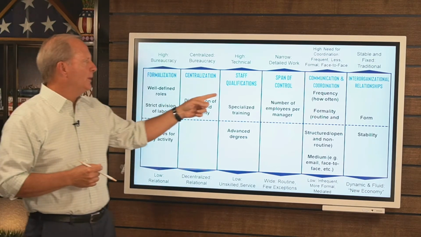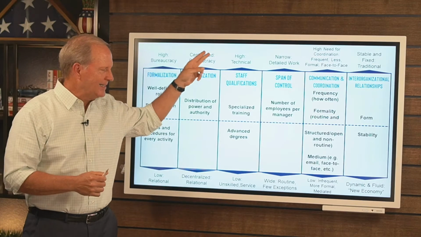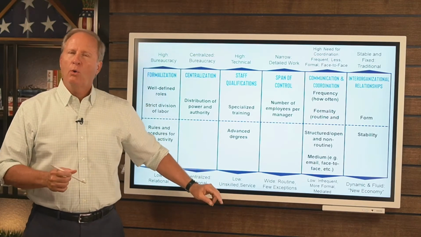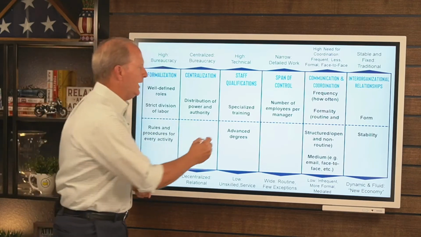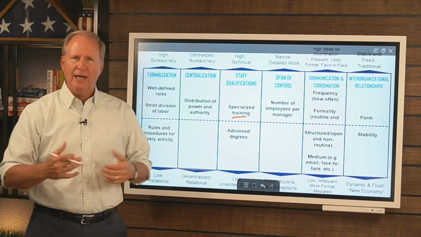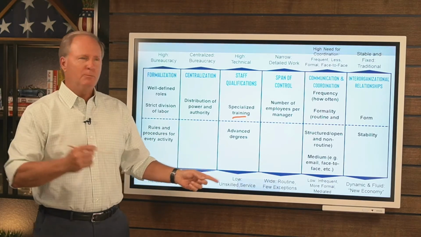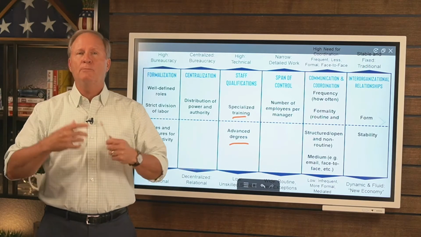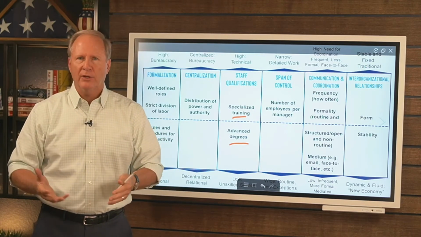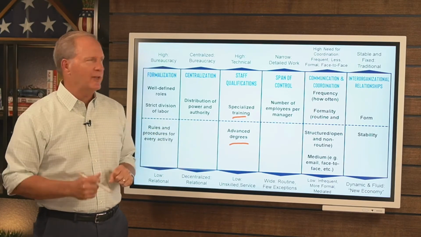The third area that we look at is what we call staff qualifications. Are we looking at a very highly technical organization or an unskilled organization? By that, I mean we want to look at whether specialized training is required, maybe advanced degrees. It could be specializations like, let's say I'm an IT person, we want people to have Microsoft certifications or something to that effect. We're looking very specifically here at qualifications.